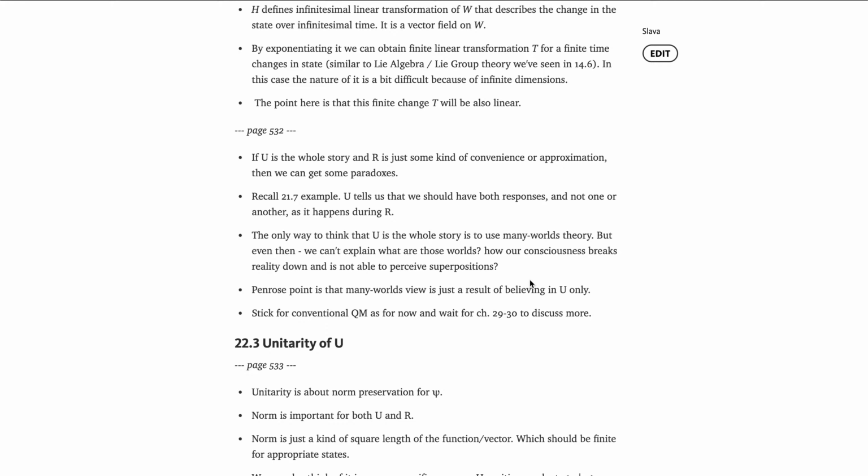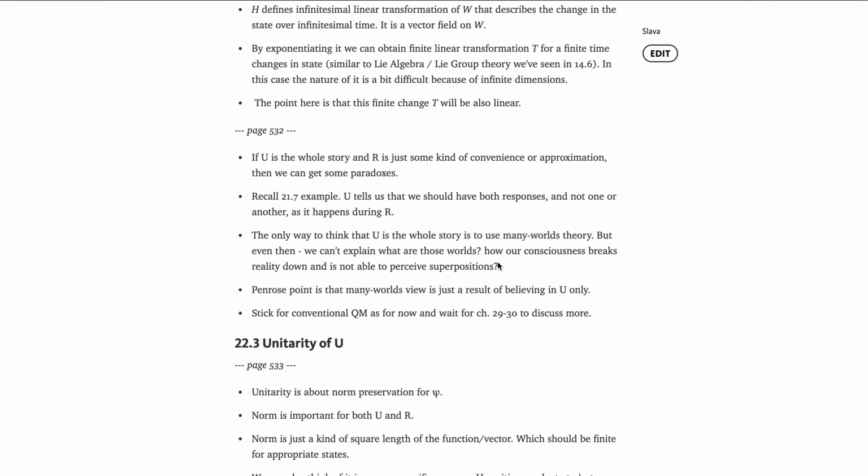But actually that's not the case. What we see in reality is that just one of those will respond, and that happens during R, the wave function collapse. And the only way to think that U is the whole story is to use the many worlds view or theory, but even then we can't explain what those worlds are and how our consciousness breaks reality down, and why we are not able to perceive superpositions of wave functions.